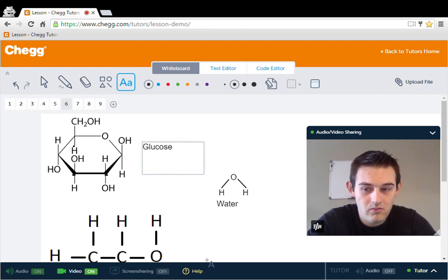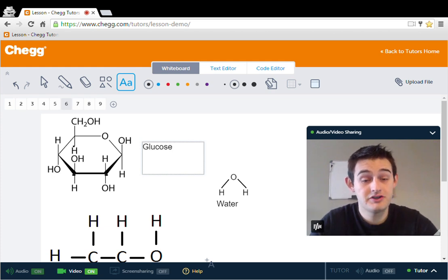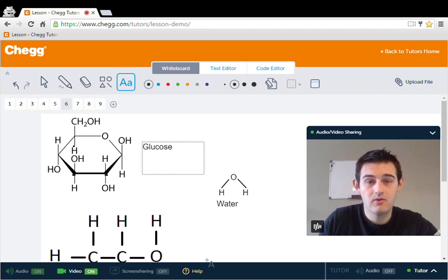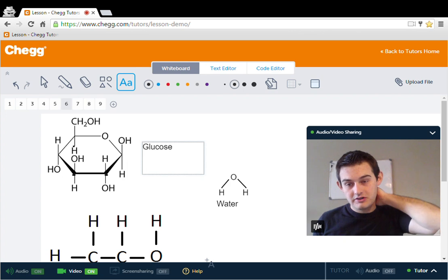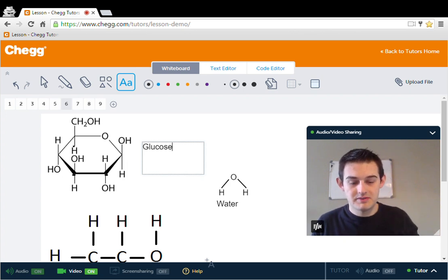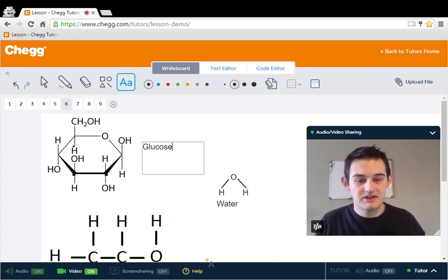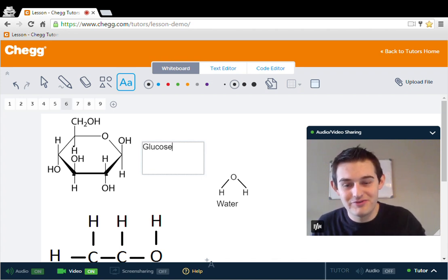So we went from water to glucose by just adding more oxygens and hydrogens and more carbons. So that's pretty cool. We can change the complete structure of something from something that we swim in to the sticky, sweet stuff that makes everything taste good and fuels our brain.